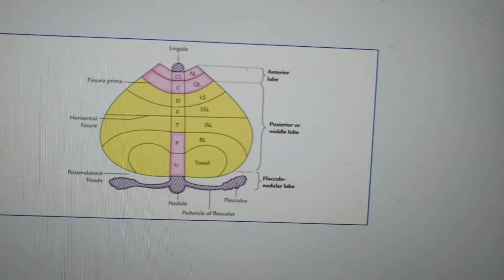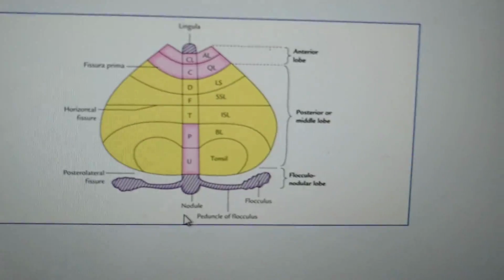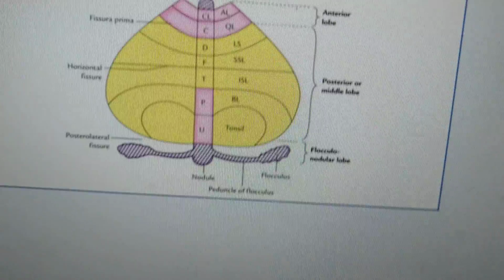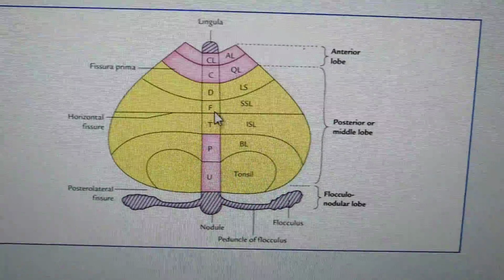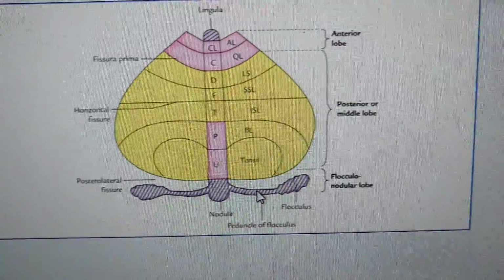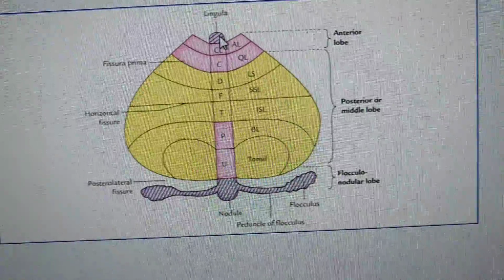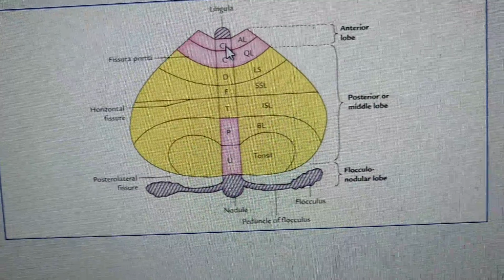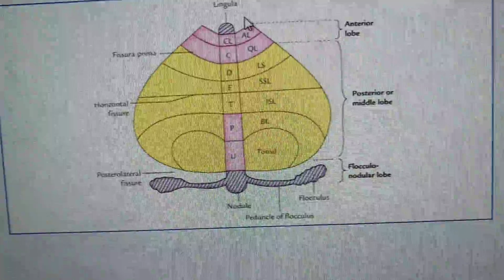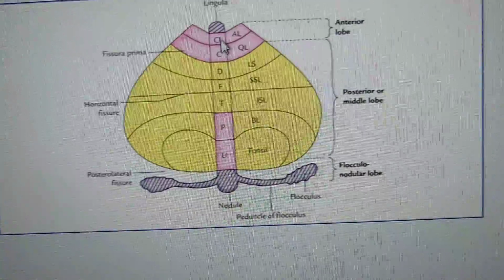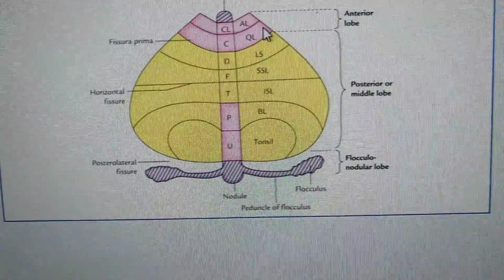So now we will see the subdivisions of cerebellum. Here you can see that the vermis is subdivided and the lobes are also subdivided. Now the anterior lobe, the vermis is divided into lingula, central lobule, culmen. Corresponding to lingula there is no lateral projection, but corresponding to the central lobule we have the ala, then we have the quadrangular lobule.